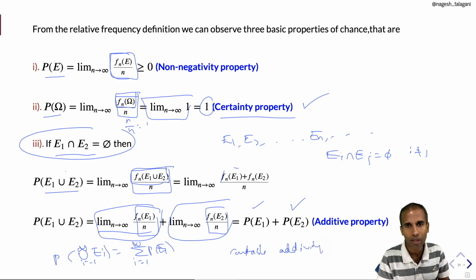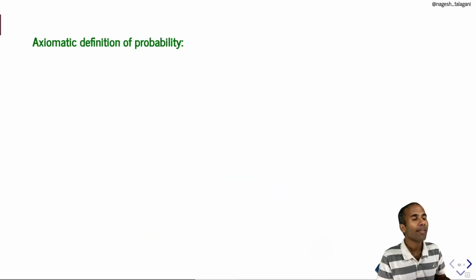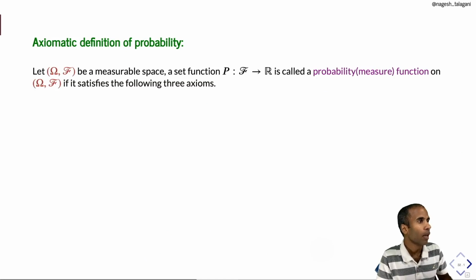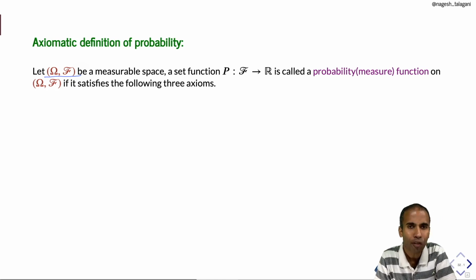Next I'm going to give the axiomatic definition of probability. Let omega comma script F be a measurable space. Here omega is the sample space, and script F is the sigma field, the event space. We call it a measurable space. A set function P from the event space to the real numbers is called a probability measure or probability function on the measurable space omega comma script F if it satisfies the following three axioms.